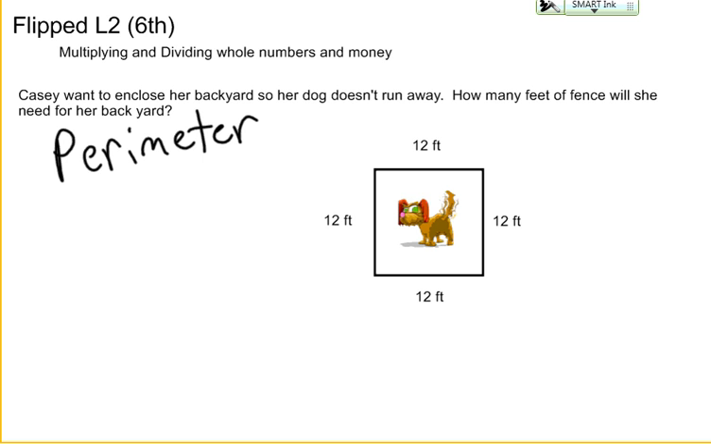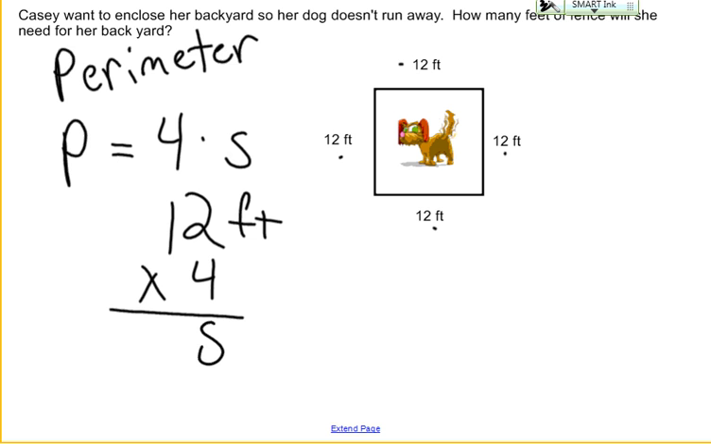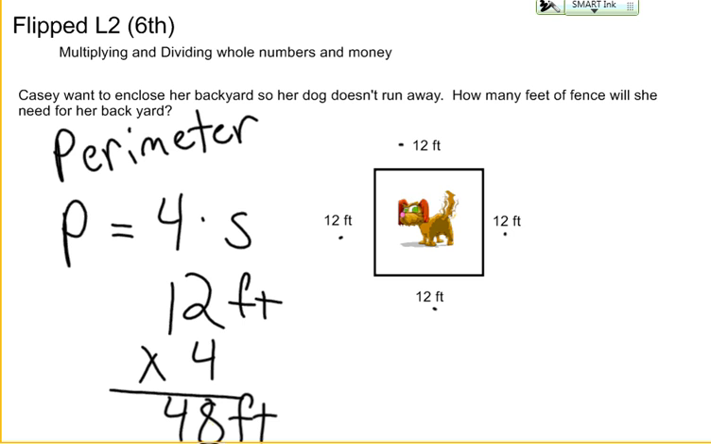And perimeter can be solved in a couple different ways. You could take side plus side plus side plus side, right? So you could add the four sides together. Or if we were to use multiplication, because we have a square here and they're all the same side, we can really solve for perimeter by saying perimeter equals 4 times one side. So if I plug that idea in, my side is 12 feet, and I'm going to multiply by the four sides that are there. 4 times 12 is 48 feet. So, in the end, Casey is going to need 48 feet of fencing so that she can enclose her backyard. And so we see multiplying whole numbers in that way.